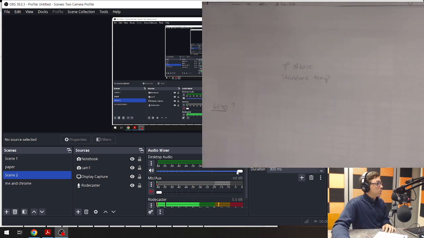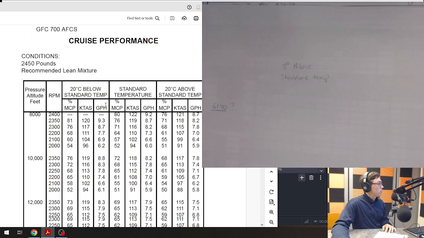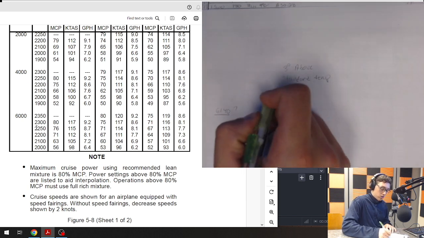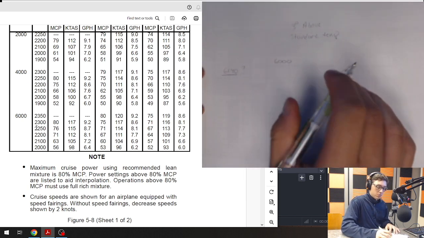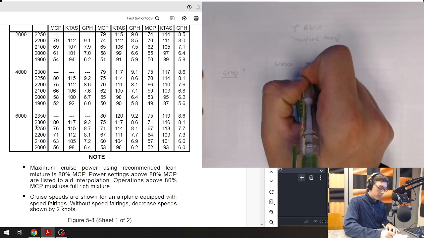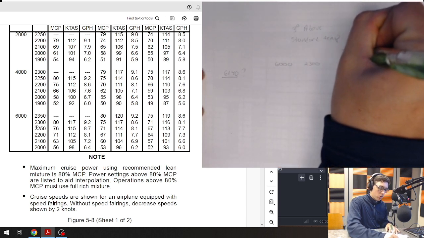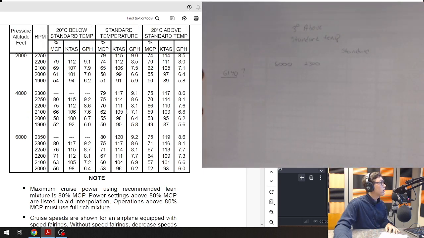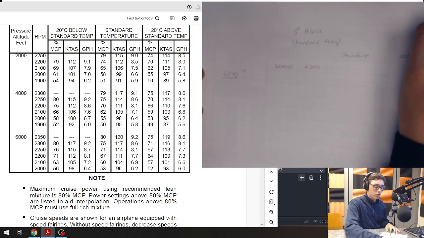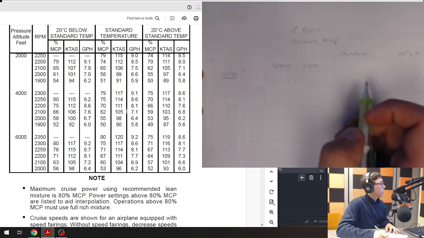So what we're going to do over here, standard temperature, let's figure it out together. All right, so 2300, let's write it out. Let's get this done. 6,000 feet at 2,300 RPM, standard. And then we'll look at 20 degrees above standard temp. 2,300 standard, and let's look across.